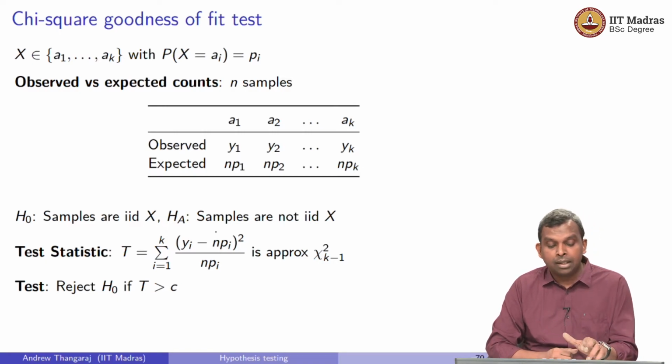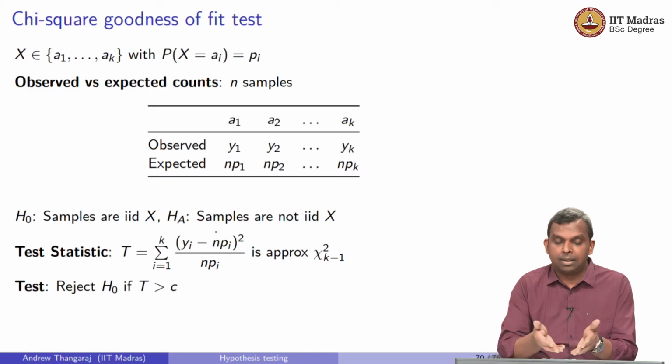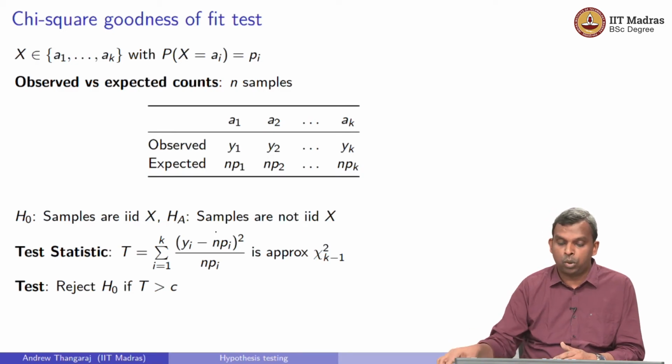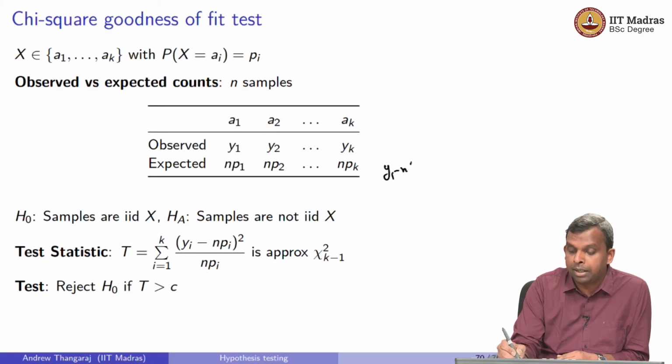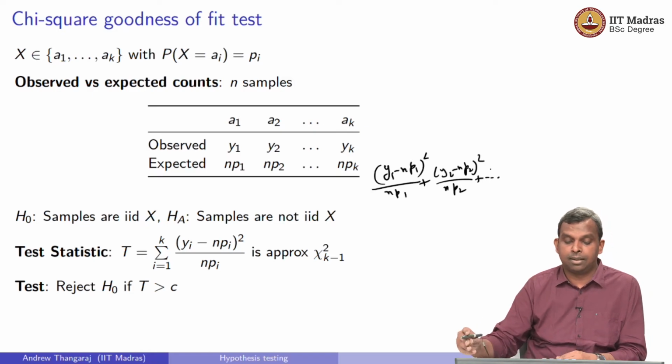How do you do it? We will call it T. You sum up over i equals 1 to k this fraction. The numerator you have yi minus npi squared. So in this case, if you want to write it down, it will be y1 minus np1 squared by np1 plus y2 minus np2 squared by np2 plus so on. So, that is the summation.